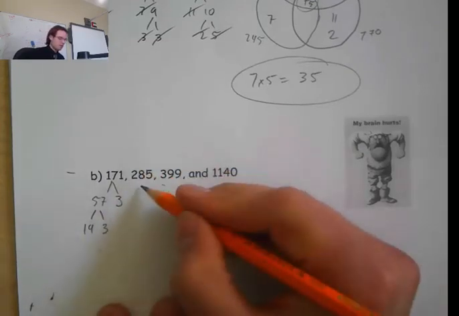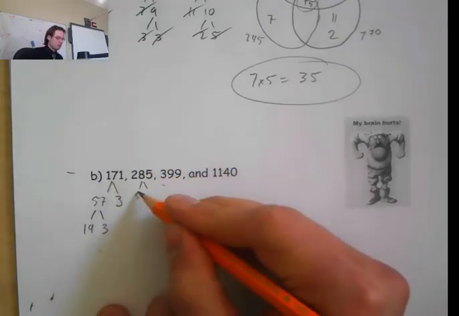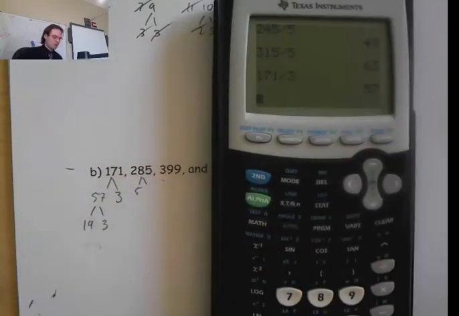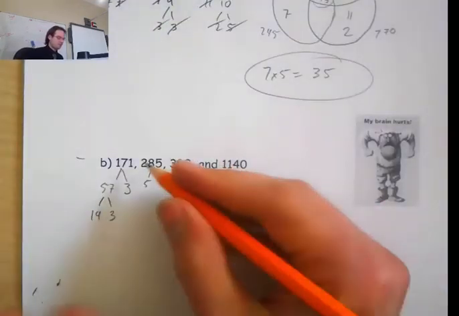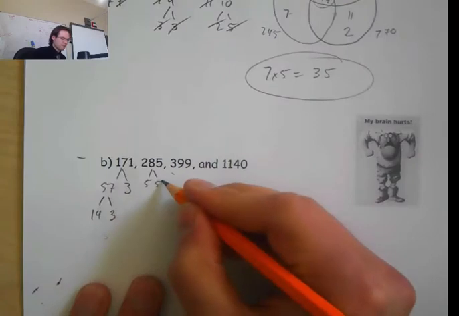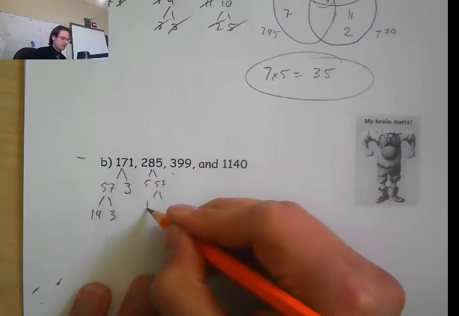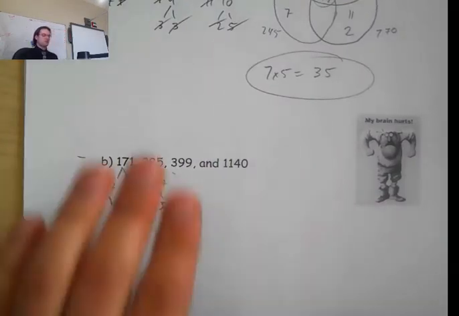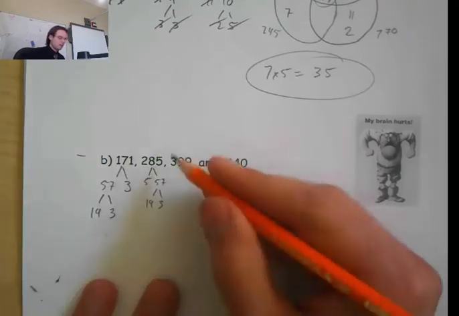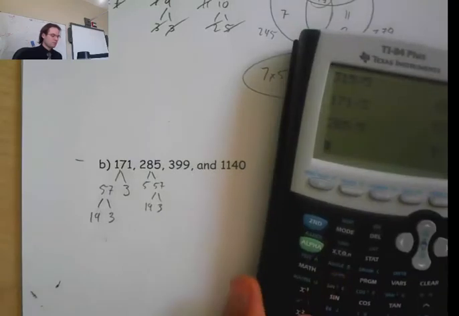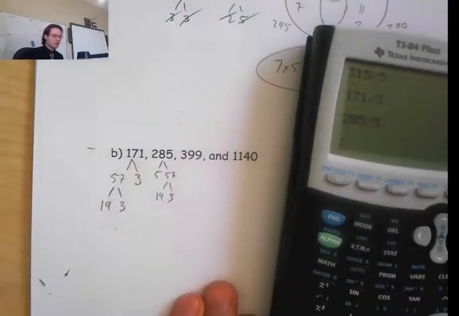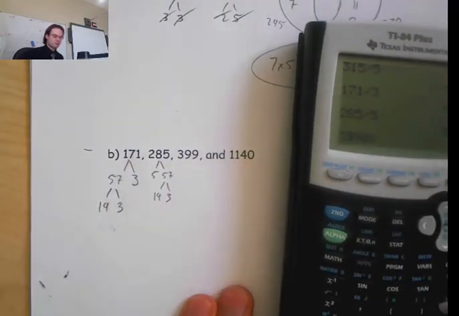Okay, let's try 285. 285 can be divided by 5. Let's see what 285 divided by 5 is. Oh, I get 57. This is the same as 19 and 3. Let's try 399. Okay, 399. I know that could be divided by 3. Because when we add up, it's 12, which gives me 133.